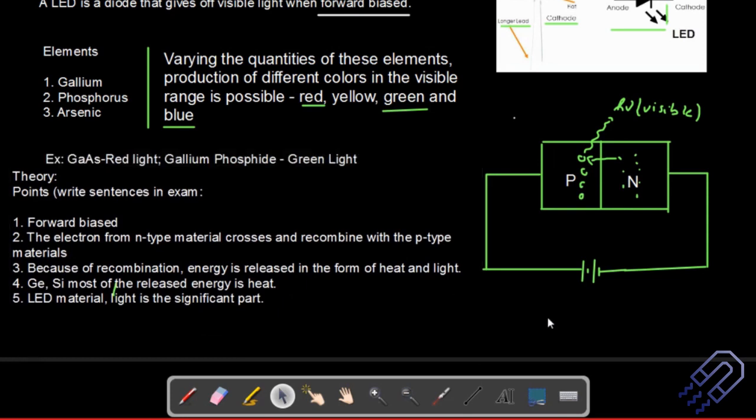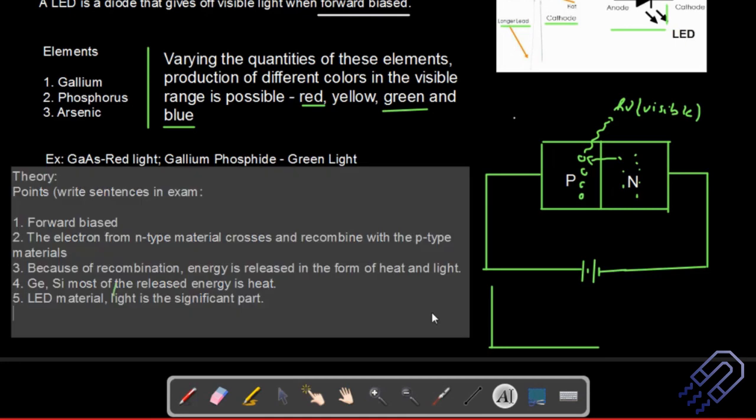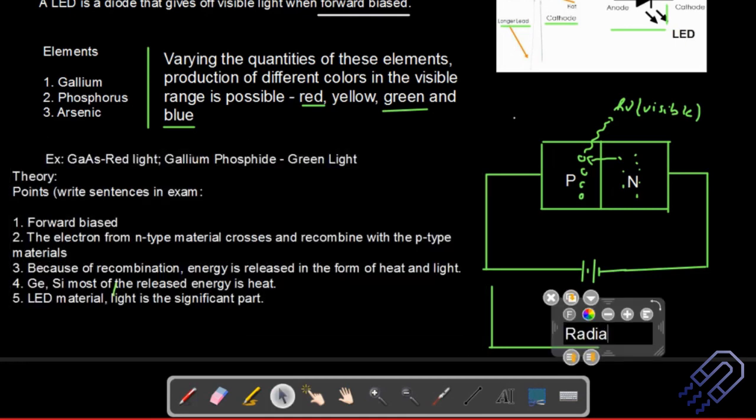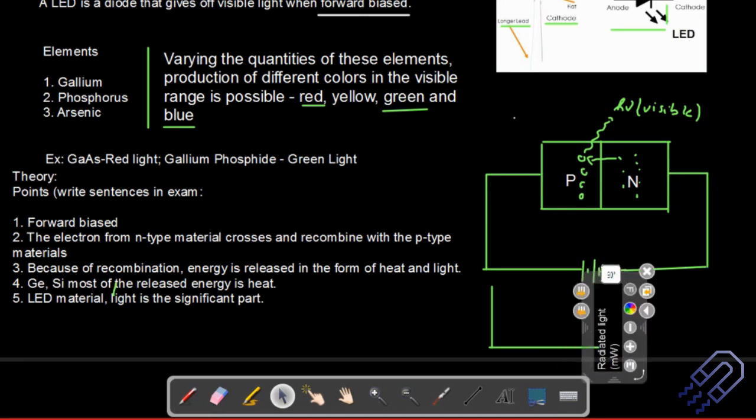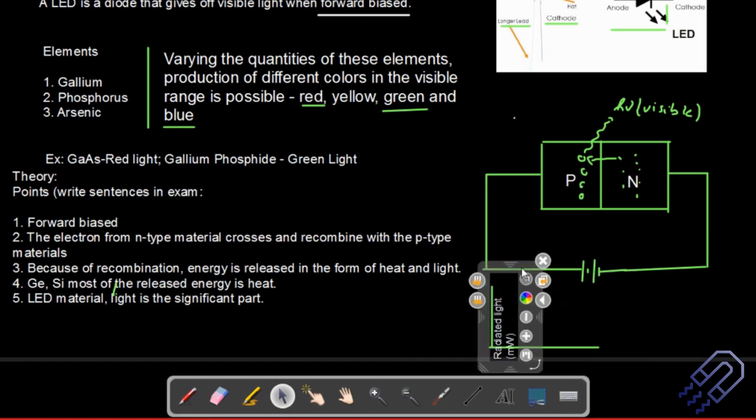Usually our interest lies in how much energy is getting radiated. So you can plot a graph of the radiated light. On one side I will write radiated light, let's say in milliwatts. The radiated energy of a normal LED is in the form of milliwatts. It's not that it has a very large power, but this milliwatt intensity is good for visualizing the red light or the blue light or the green light.